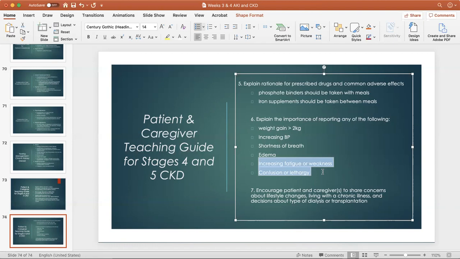Anyway, I think that's it for kidney. I'm going to work on doing a video of all of the meds, and then we will be done. Okay, again, if you have any questions, send me an email.